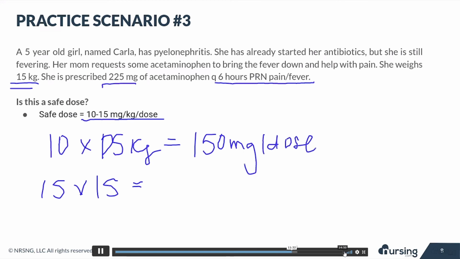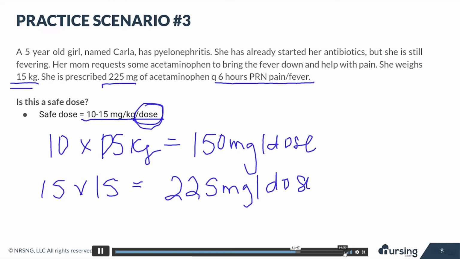And for our upper end of the safe range, 15 times 15, you're going to get 225 milligrams per dose. Now, again, this is the safe range we have by dose, so we don't have to do any more steps to calculate how much she can have. That's how much she can have per dose. It's not written per day, so you don't have to divide it by the number of times she's going to have it that day. So just to clarify, our safe dose range for Carla for acetaminophen is anywhere between 150 milligrams and 225 milligrams per dose.